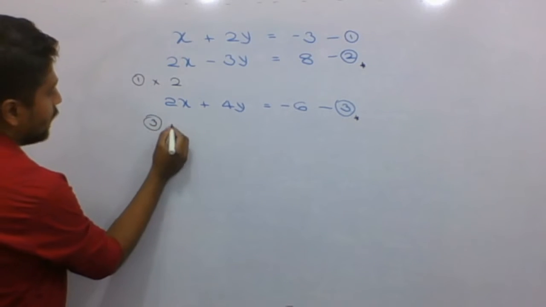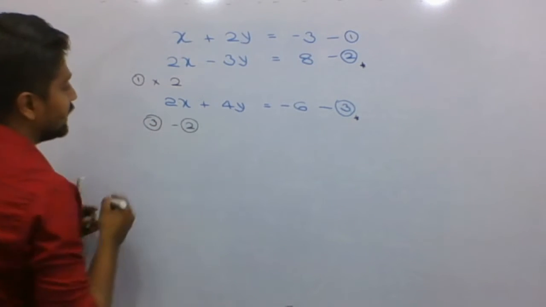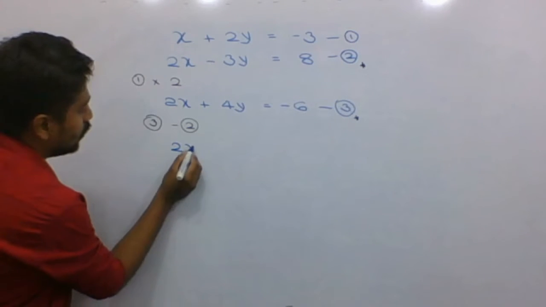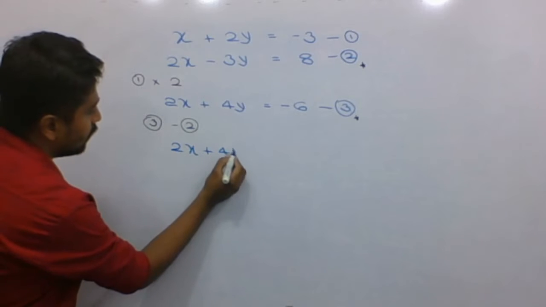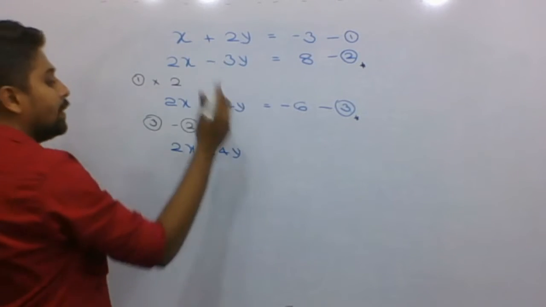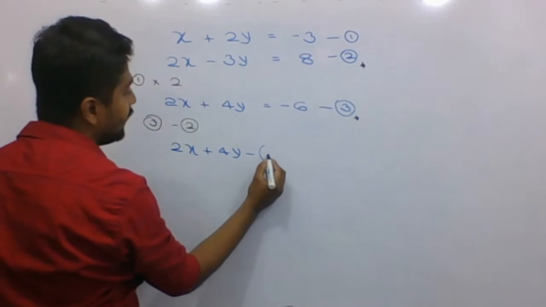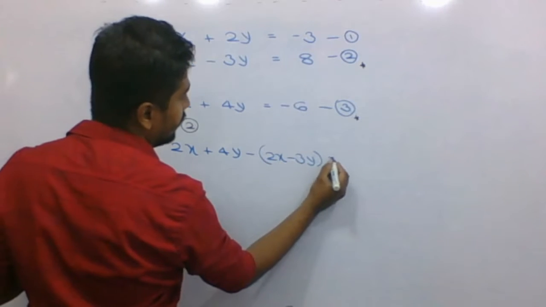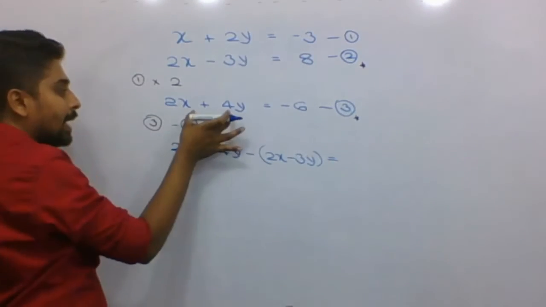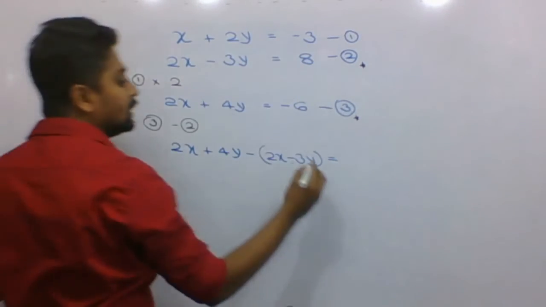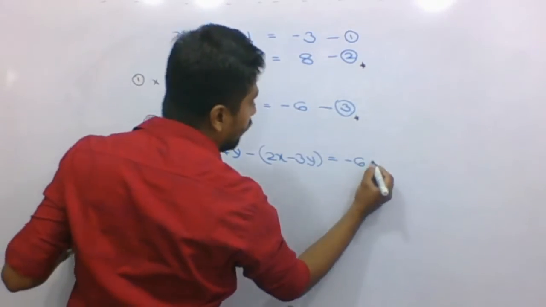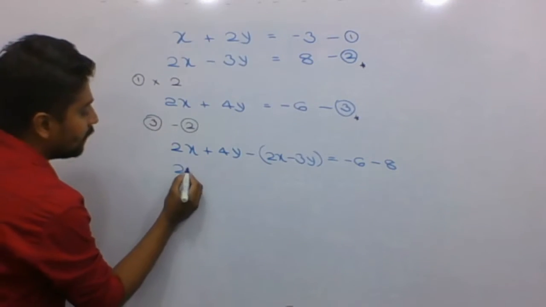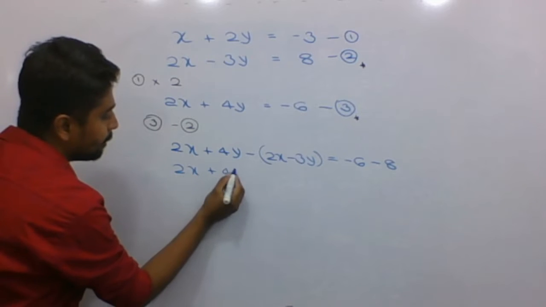Third equation, I am going to subtract what? Second equation. So then how to do this one? Here 2x plus 4y subtract minus bracket, remember, 2x minus 3y equal, from this one and this one, then minus 6 minus 8. Right? Now simplify what? Simplify brackets.